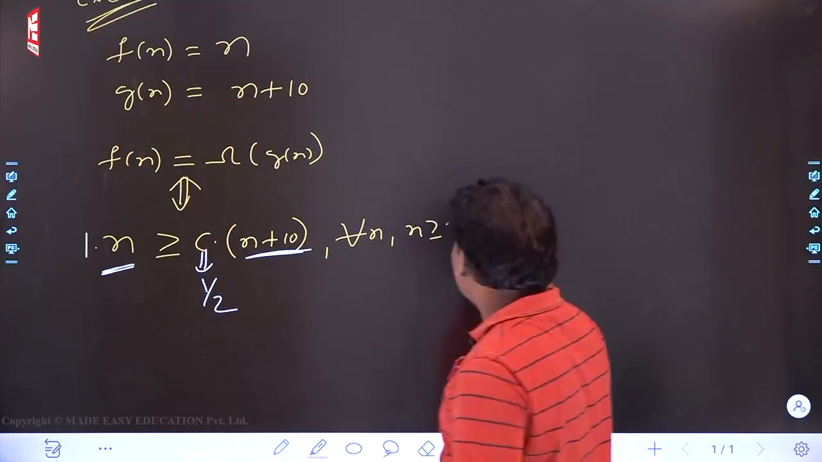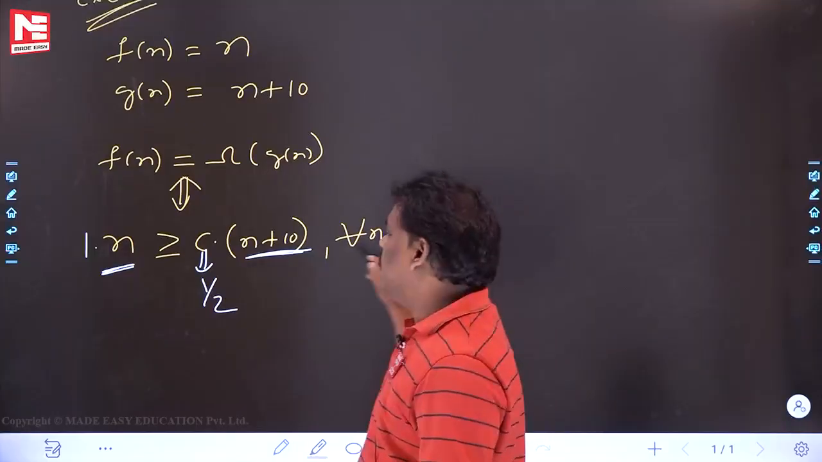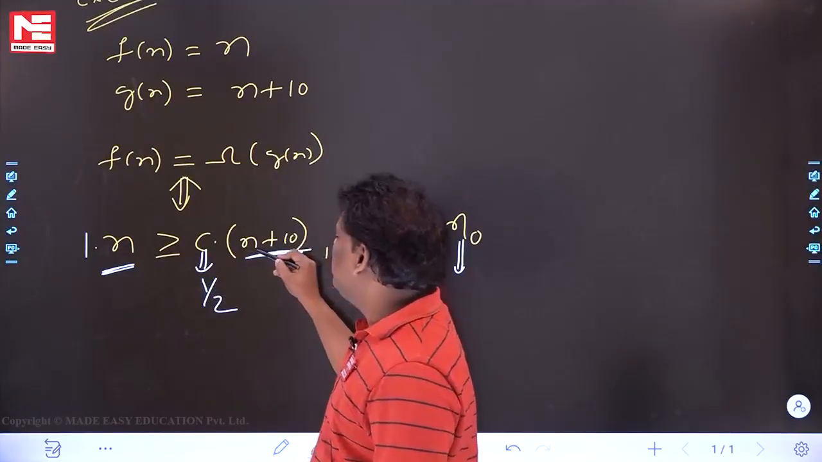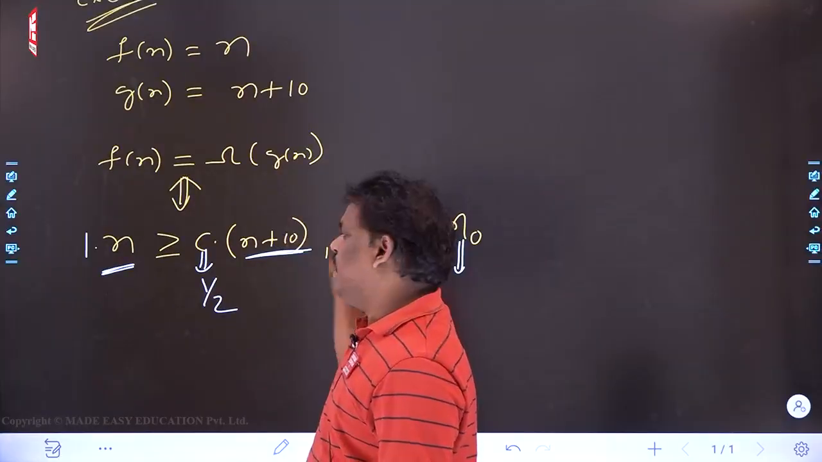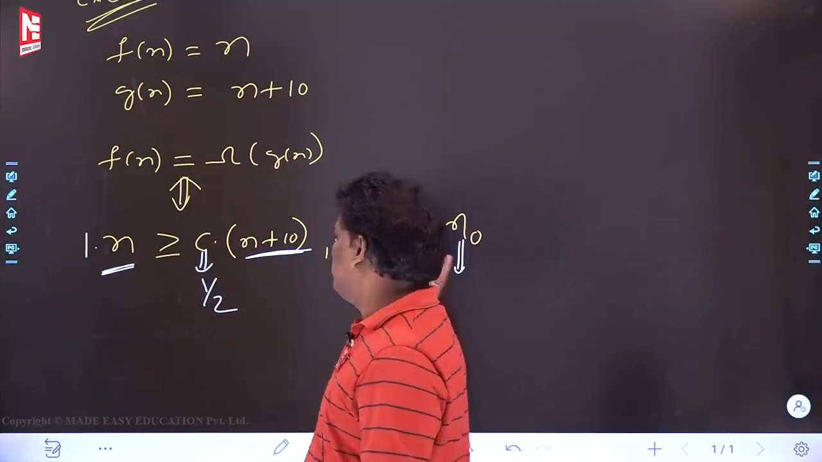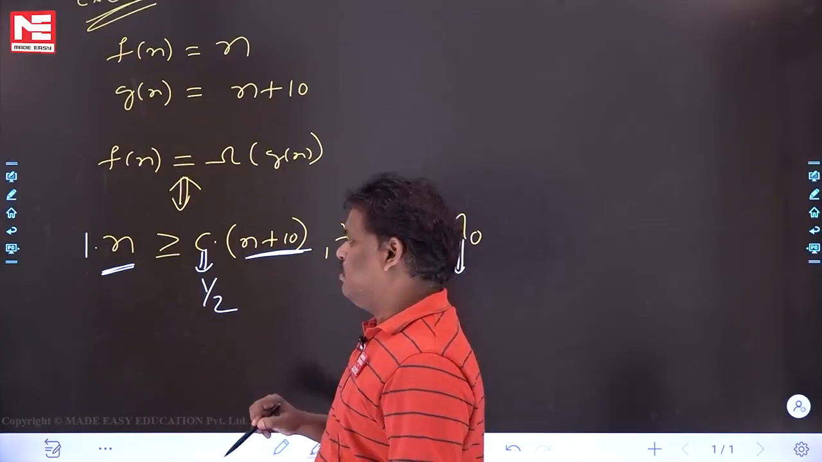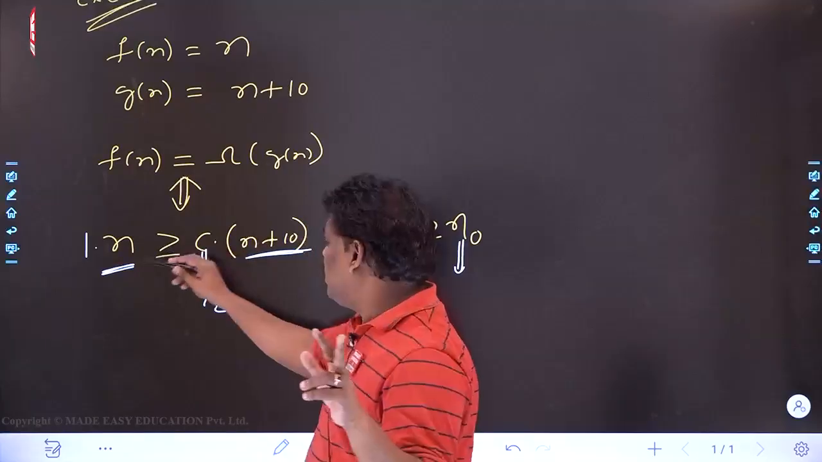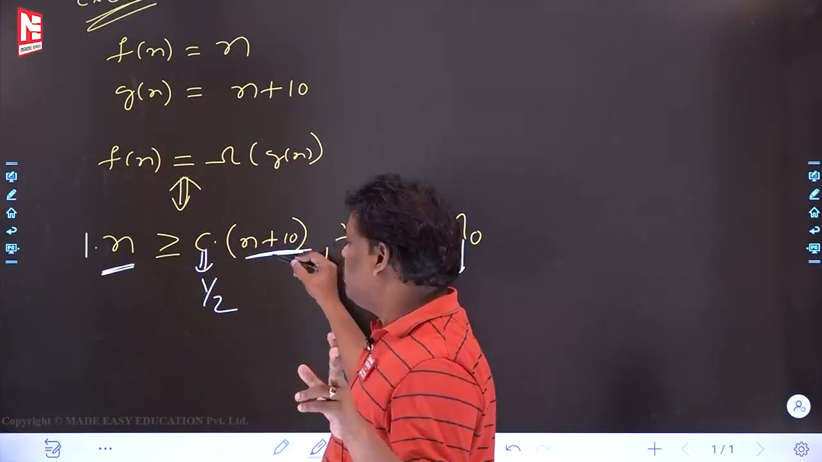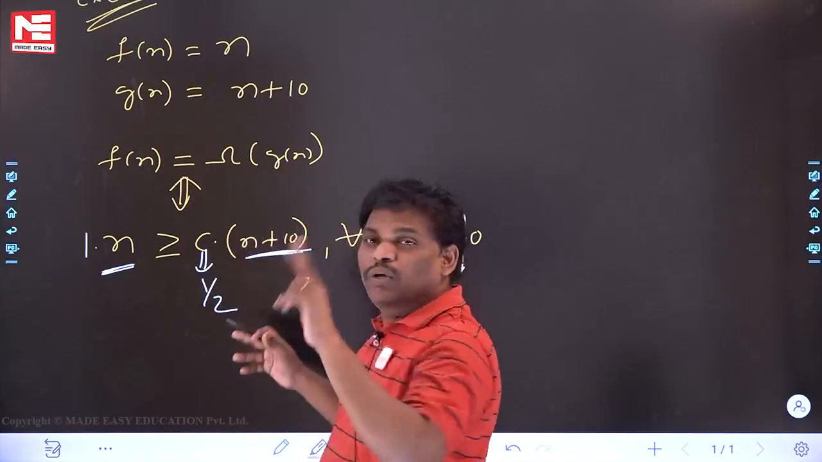n0 is the starting n value from where this relation holds good. Let's check here. n value 1. This is 1, but this one is 1 plus 10, 11 by 2, something like 5.5. So it fails, because I want left bigger. 1 fails. Let's try 2. It is going to be 12, 12 by 2 is 6. Let's try n is 5. It becomes 15, 15 by 2, 7.5. Then also it fails. The difference is very small, but it fails.